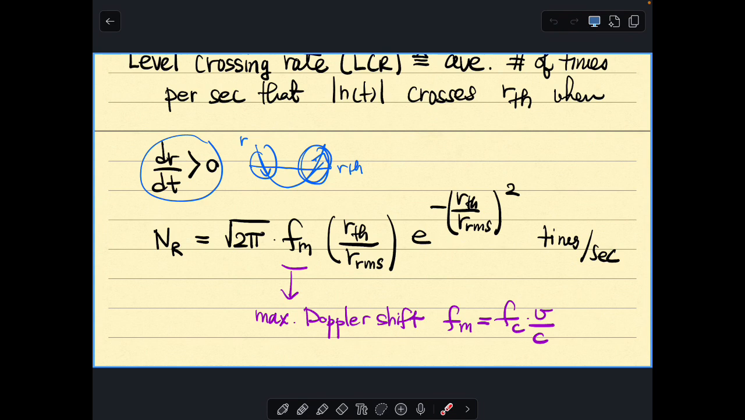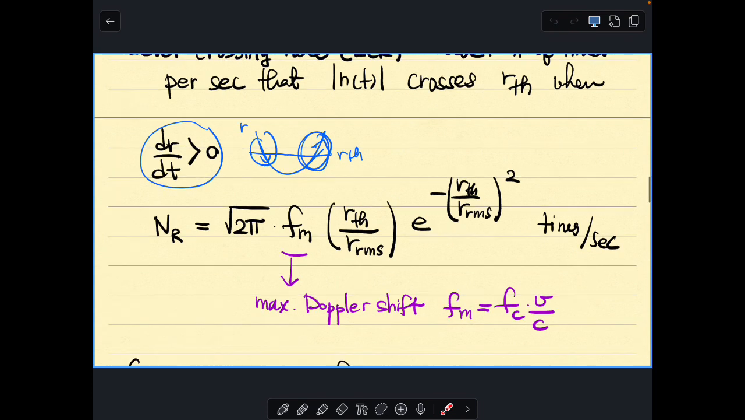From last time, what is Fm? It's the maximum Doppler shift. Okay, so what is maximum Doppler shift? You can compute it using this formula: Fc multiplied by V divided by C.